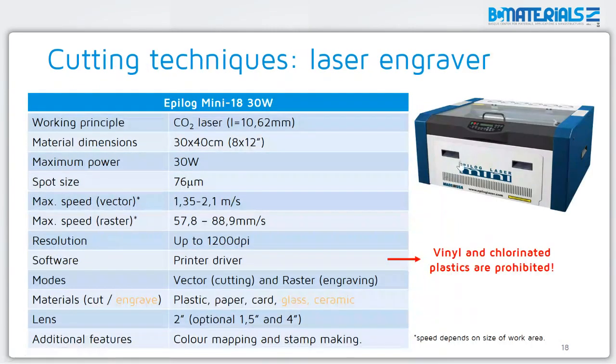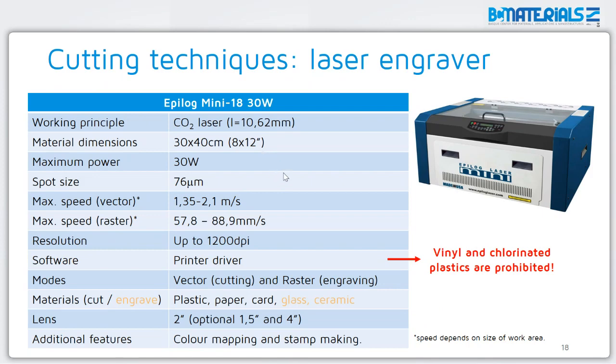Then the laser engraver. It's a CO2 laser engraver. It has a wavelength of 10.6 microns. So with this, you cannot make very small things out of it because of these. Again, it's not millimeters, it's microns. Sorry about this. I will correct the typos before I upload the file in case you want to download it afterwards. The size of the workbench is 30 by 40 centimeters. It's 8 by 12 inches.